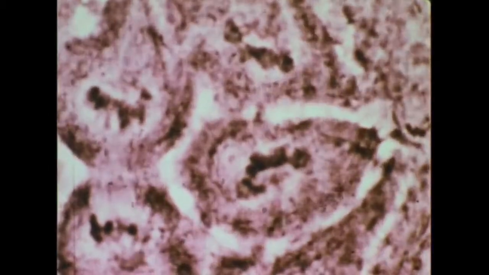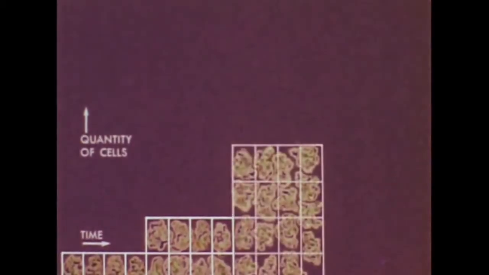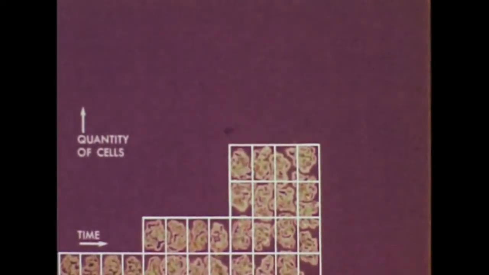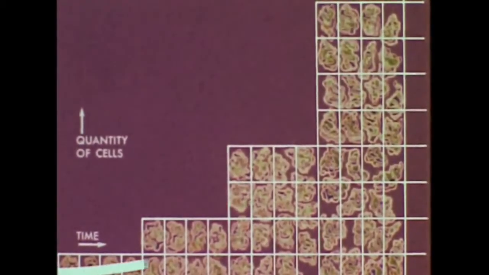Under favorable conditions, one cell becomes 2. 2 become 4. In turn, each new cell may also divide. The important characteristic of this reproduction process can be seen on a graph. 4 cells become 8. 8 becomes 16, and so on. The number of cells, plotted against time, follows a curve that becomes steeper and steeper.